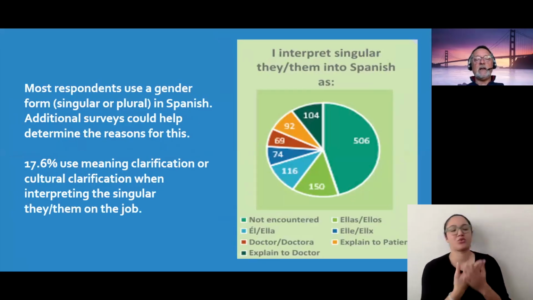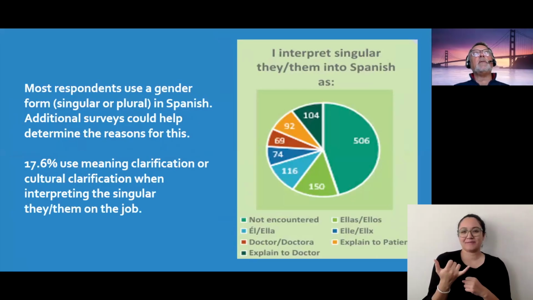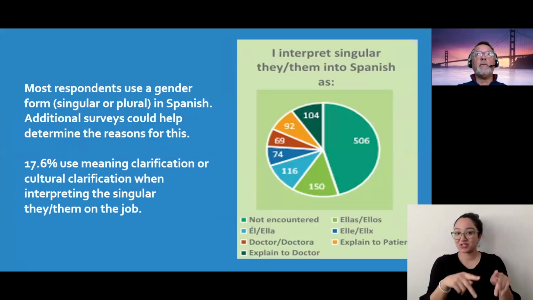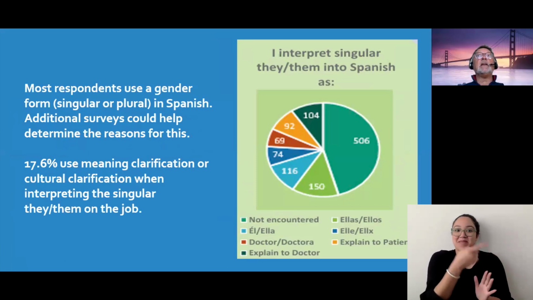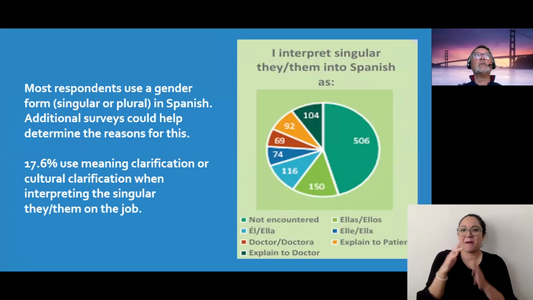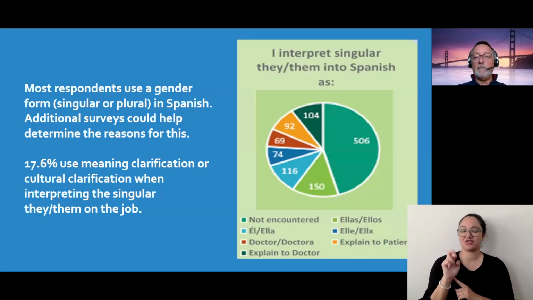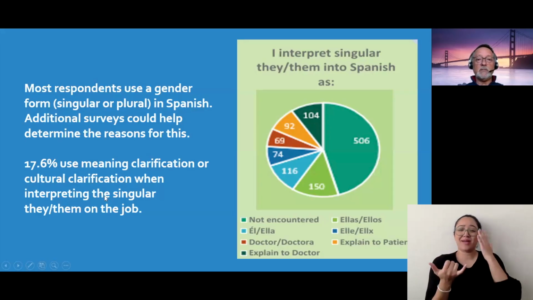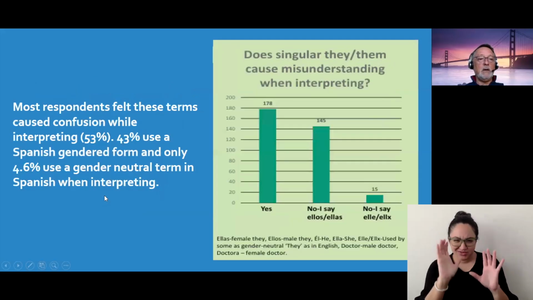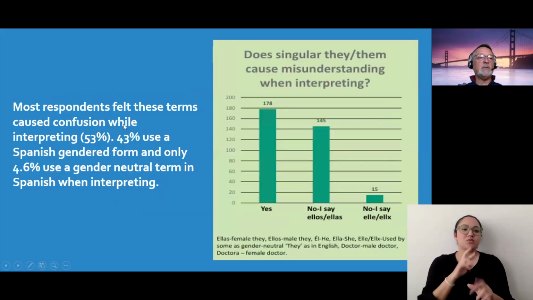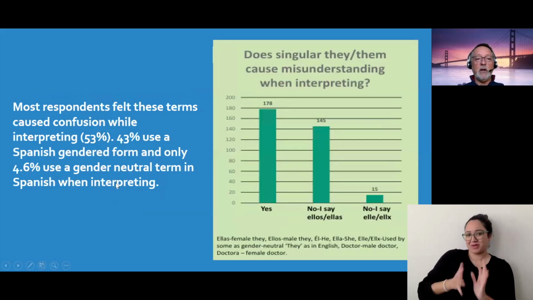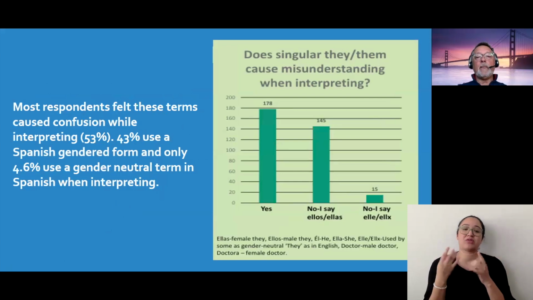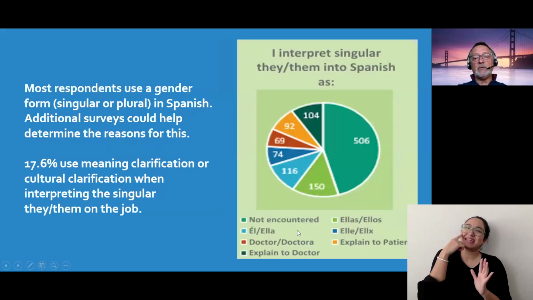Very good question. Yes. And I think this is one of the reasons why we wanted to do this survey, because often, depending on the person we are interpreting for, they don't understand the American culture of using gender neutral terms. So it can cause some confusion. And this is why we asked that question, and I'm looking for it here. Yeah, so most respondents felt these terms caused confusion while interpreting, 53%. So you're not alone, is the first thing I want to say. It does cause confusion when we're interpreting. And I think the solutions are kind of presented here.